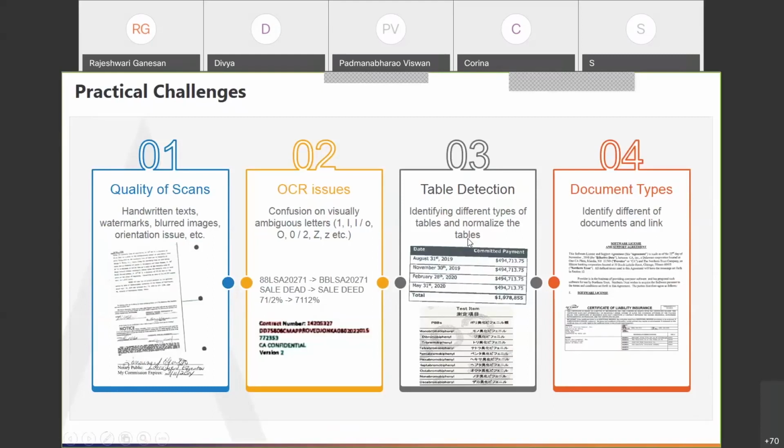The third kind of information is that most often, critical information lies in tables. So being able to identify tables, different kinds of tables, right? Bordered tables, borderless tables, tables which span across pages, different kinds of orientation. So that is a very, very critical space.